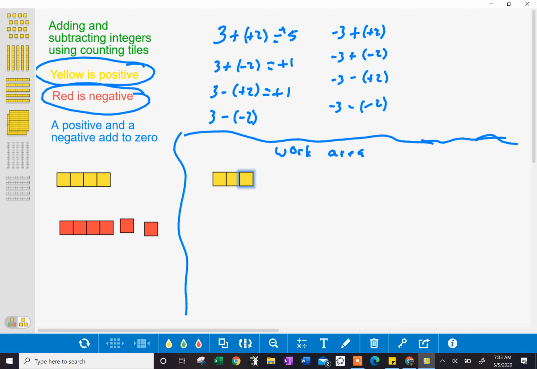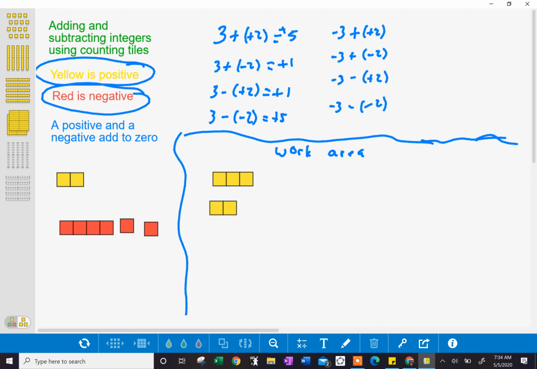Well, here I'm going to start with 3 positives, which I have. And I'm going to take away 2 negatives. Well, I don't have 2 negatives to take away. As you can see, all I have are 3 positives. So what's the opposite of taking away 2 negatives? Well, adding 2 positives. So if I start with 3 positives and I want to take away 2 negatives, I can't. So I'm going to add 2 positives, which gives me a total of 5 positives.